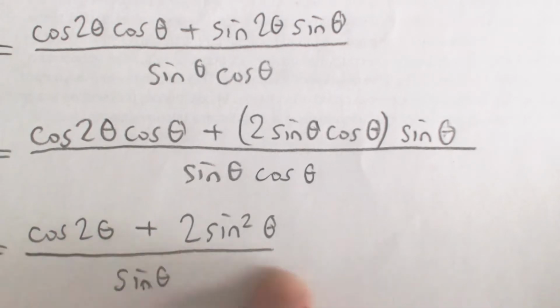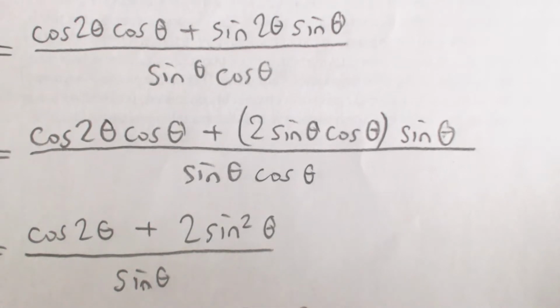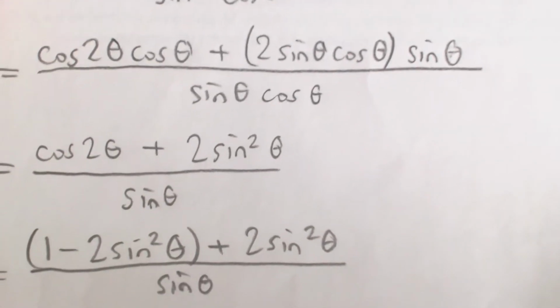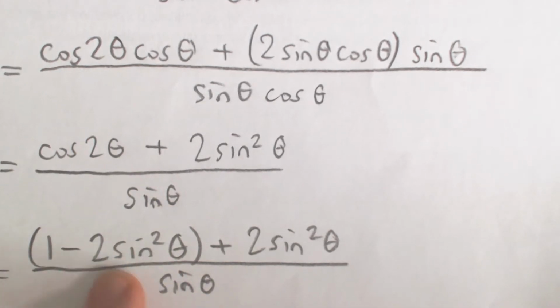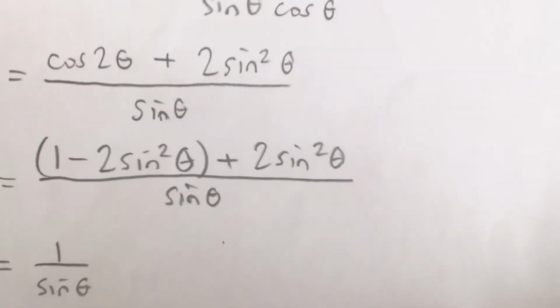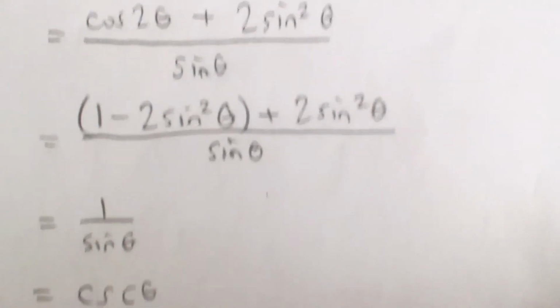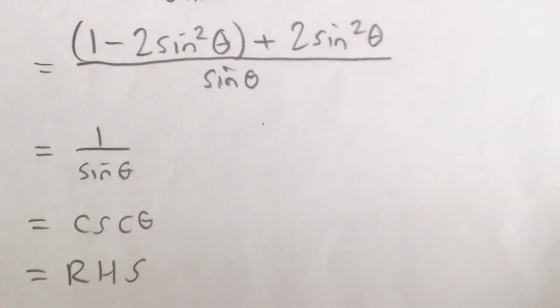And again, we want to manipulate the numerator so that it becomes 1 somehow. And so that gives us a clue that we want to use cosine 2 theta is equal to 1 minus 2 sine squared theta, right? Because now the 2 sine squareds will cancel each other out, and we'll get the answer that we were looking for, which is 1 in the numerator, which is equal to cosecant theta, which is equal to the right-hand side. And so we've proved this identity.